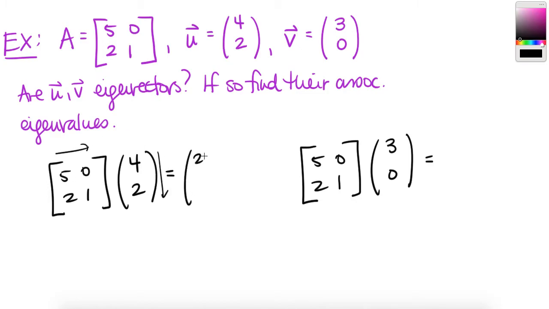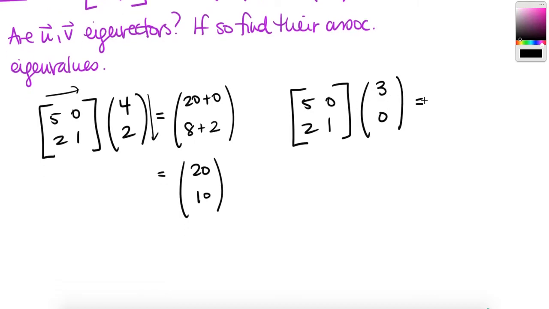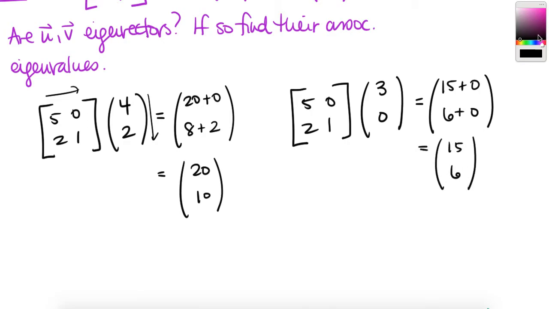5 times 4 is 20, plus 0 times 2 is 0. 2 times 4 is 8. And 1 times 2 is 2. Okay, so there we get 20 and 10. Okay, and I'm just going to go ahead and multiply the other one out. 5 times 3 is 15, and 0 times 0 is 0. 2 times 3 is 6. 1 times 0 is 0. So what we get here is 15, 6.